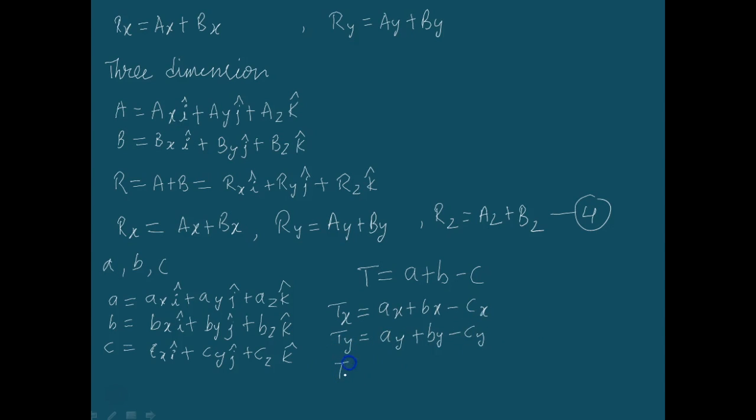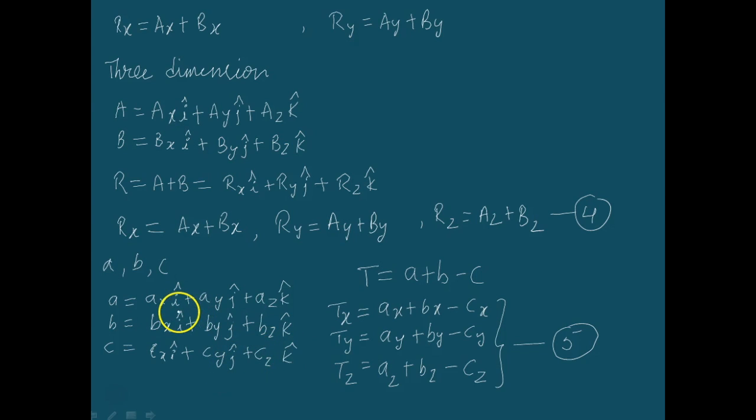And the vector component Tz is given by Az plus Bz minus Cz. So we can consider this as equation number 5. Okay, here we are given the vectors A, B, C, and those vectors are represented using their components. That is, A is represented using Ax into i cap plus Ay into j cap plus Az into k cap, and the vector B is represented using its components, Bx into i cap plus By into j cap plus Bz into k cap, and the vector C is given with Cx into i cap plus Cy into j cap plus Cz into k cap.